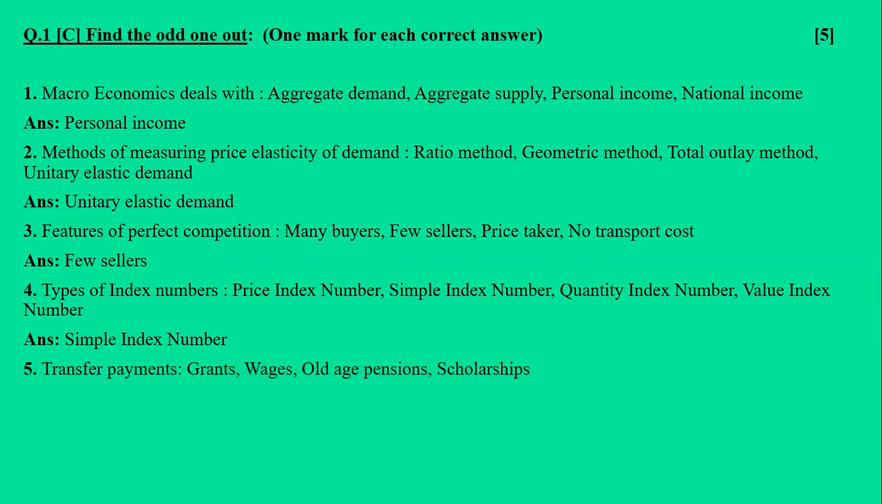Then: transfer payments, grants, wages, old age pensions, and scholarships. Here, transfer payments like grants, old age pensions, and scholarships are, on the one hand, part of individual income, and on the other hand, part of government expenditure. So these transfer payments are not included in national income. The odd word is wages, because wages are included in national income.